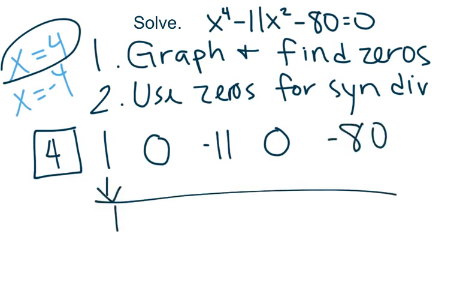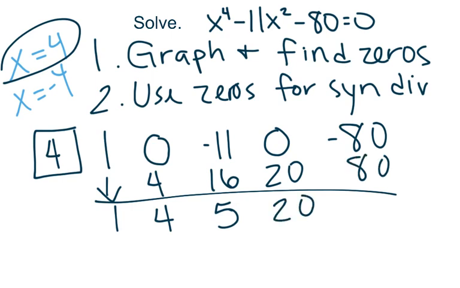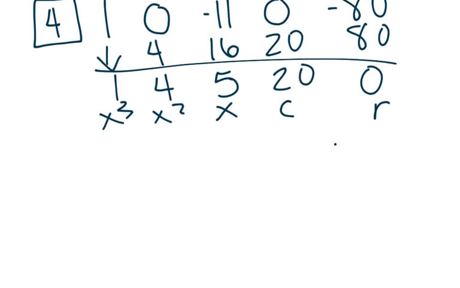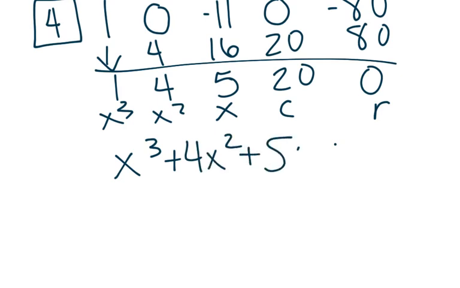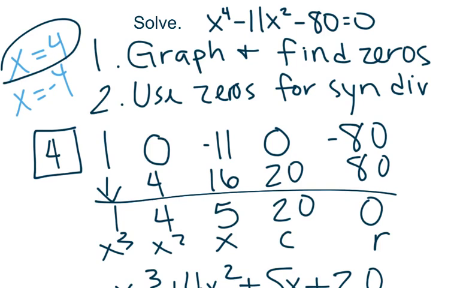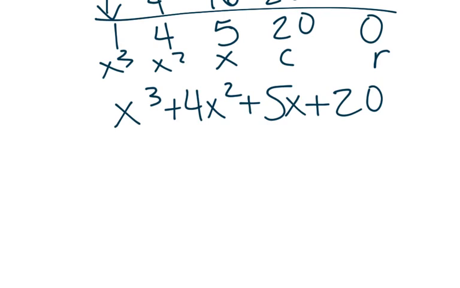I'm going to bring down the 1. I'm going to multiply and add, multiply and add, multiply and add, multiply and add. So that's my remainder, then constant, x, x squared, x cubed. Here's what I have remaining. I have a cubic, which is great, but there's no cubic formula. So I've got to break it down further using the zero I didn't use. We used x equals 4, and now we're going to use negative 4 to make it go further.